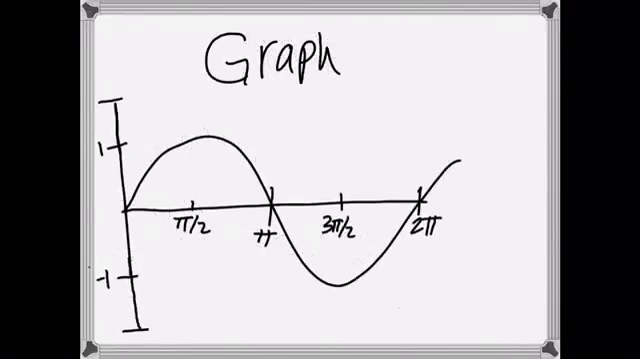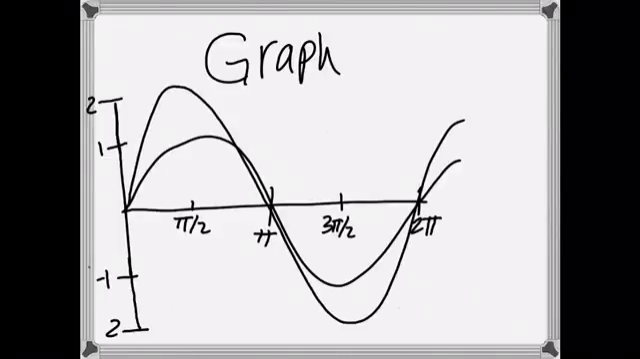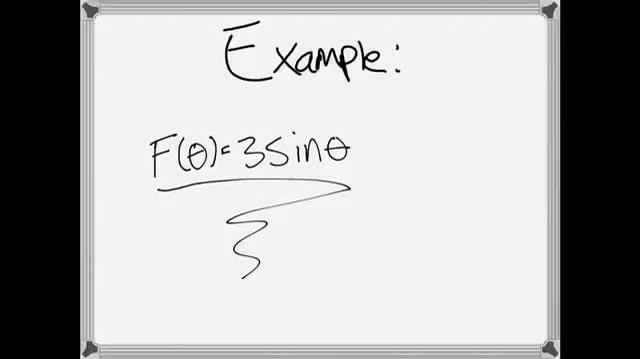Now on to graphing. The parent function of sine must be plotted on the graph. Now apply the new amplitude onto the parent function. The graph will stretch vertically. Here's an example for you to try. F of theta equals 3 sine theta.